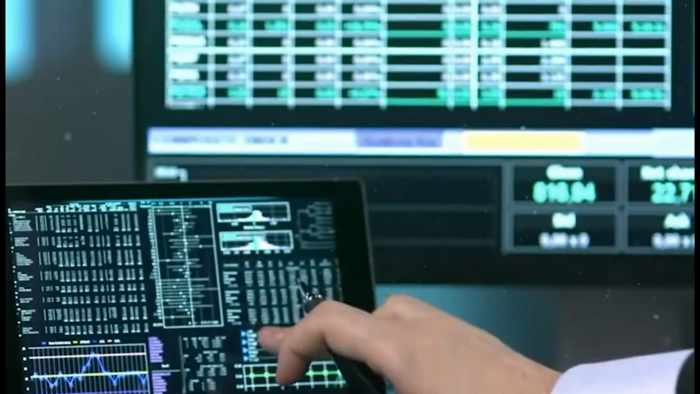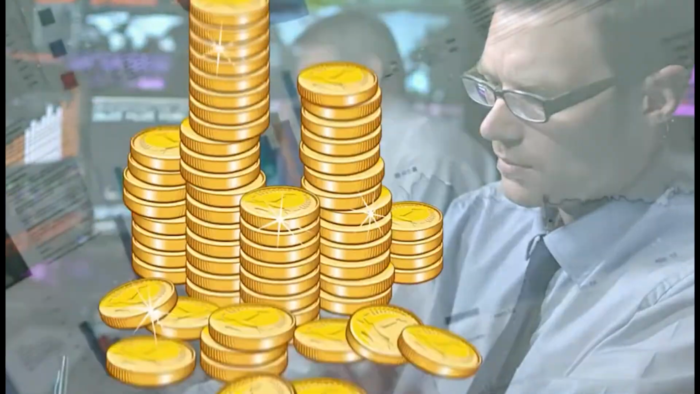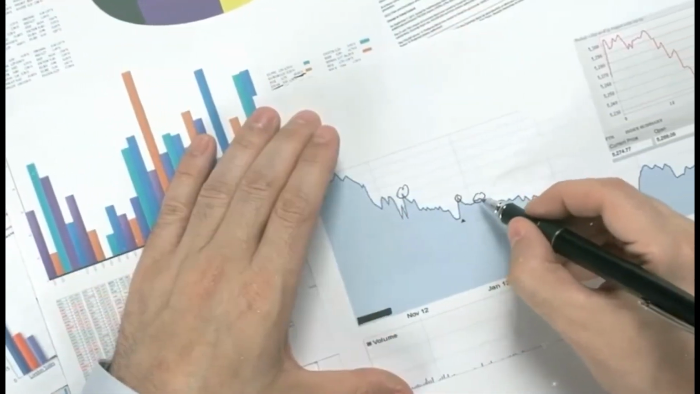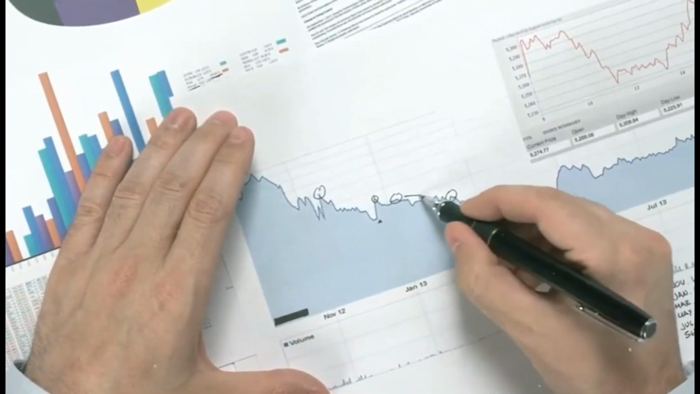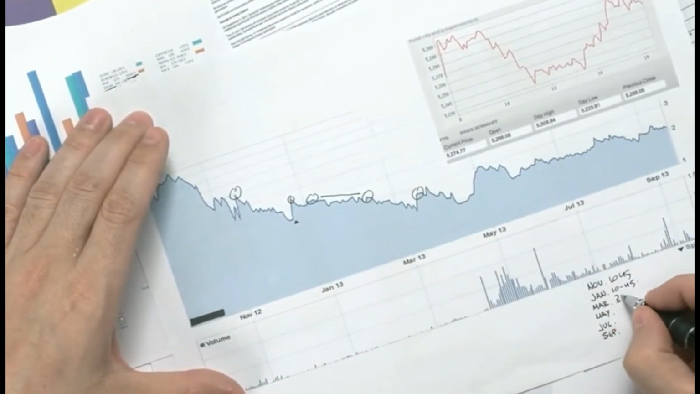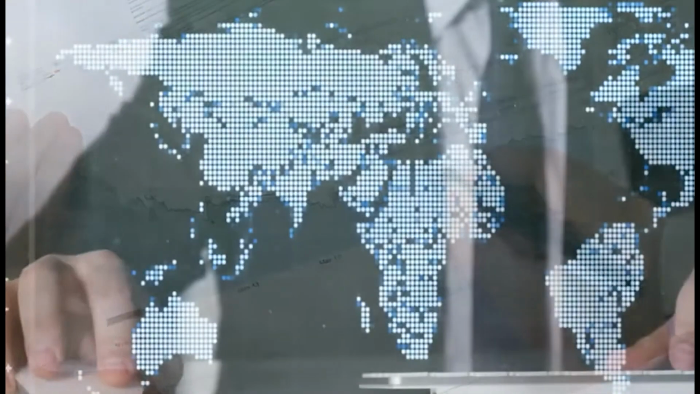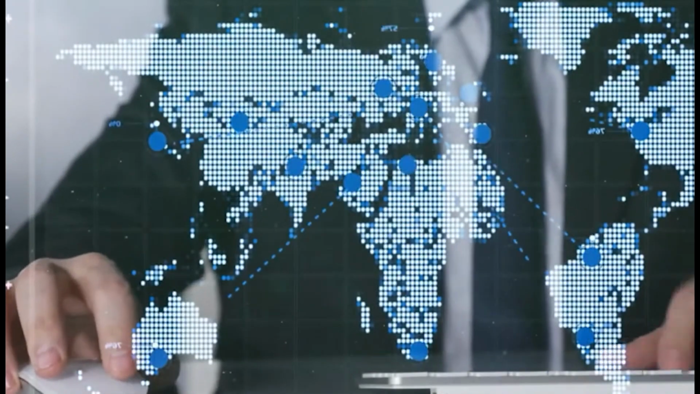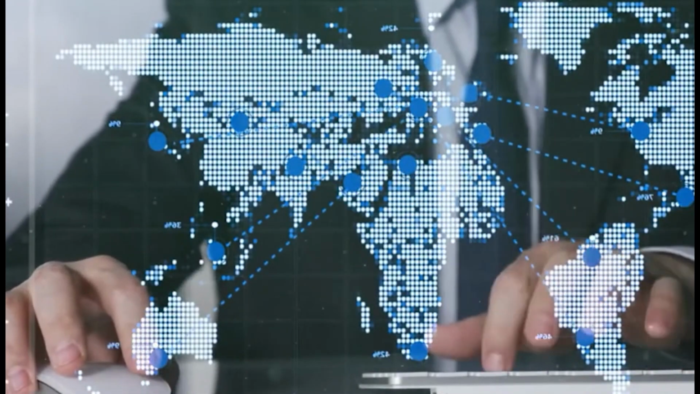Evaluate the fee structures of different exchanges. Pay attention to trading fees, withdrawal fees, and deposit fees, as they can significantly impact your profitability. Ensure that the exchanges you choose have a good reputation and robust security measures in place.